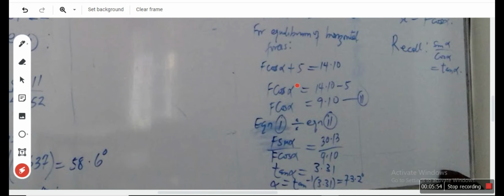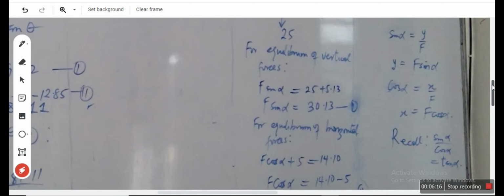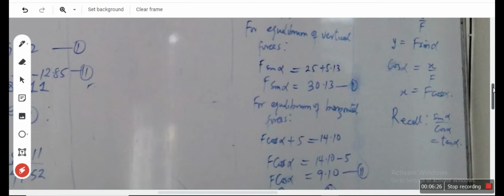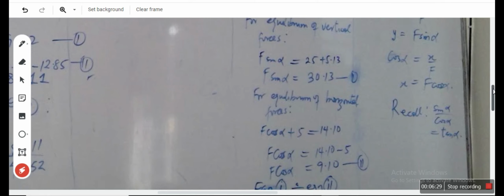We can just substitute into any of these equations, maybe equation 2 or even equation 1. We have the value of alpha now, 73.2, that we can substitute into any of these equations. Equation 2, F cos alpha equal to 9.10, or even equation 1, F sine alpha equal to 30.13, and get F. So we have our two unknown values, F and alpha.